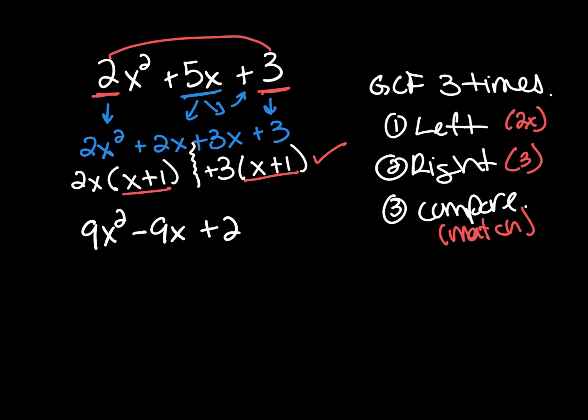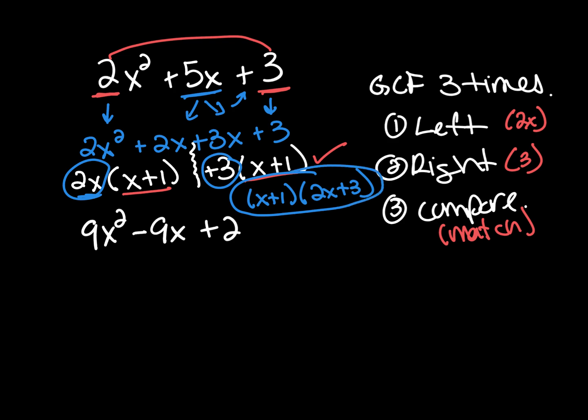So my final answer here is going to be the part that they have the same, the x plus 1, and the part that's left over, the 2x plus 3. And that is my factored final answer for the first one. If I FOIL this or multiply, I should always get back to the original trinomial. So let's look at the next one.